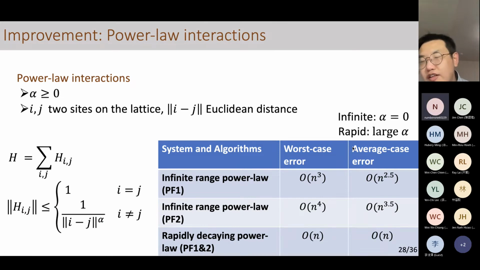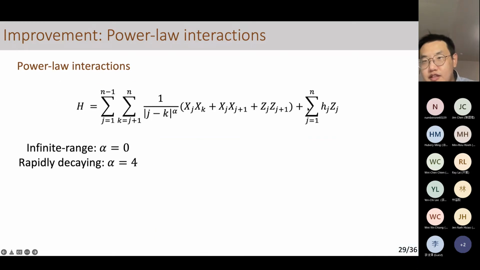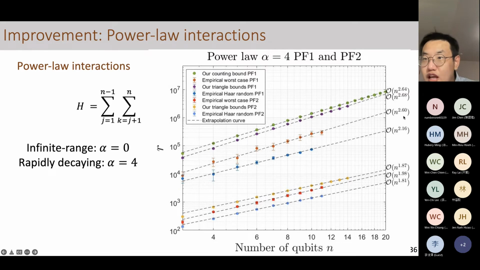But you can find that this is not tight, because here in the first order, if you use the triangle bound, then this should be n times t squared over r. Then if t equals n, r should be n cubed. But in this numerical result, it's not n cubed, it's just n to the power 2.6. So it means we need a tighter or more refined error analysis for this power law interaction problem.